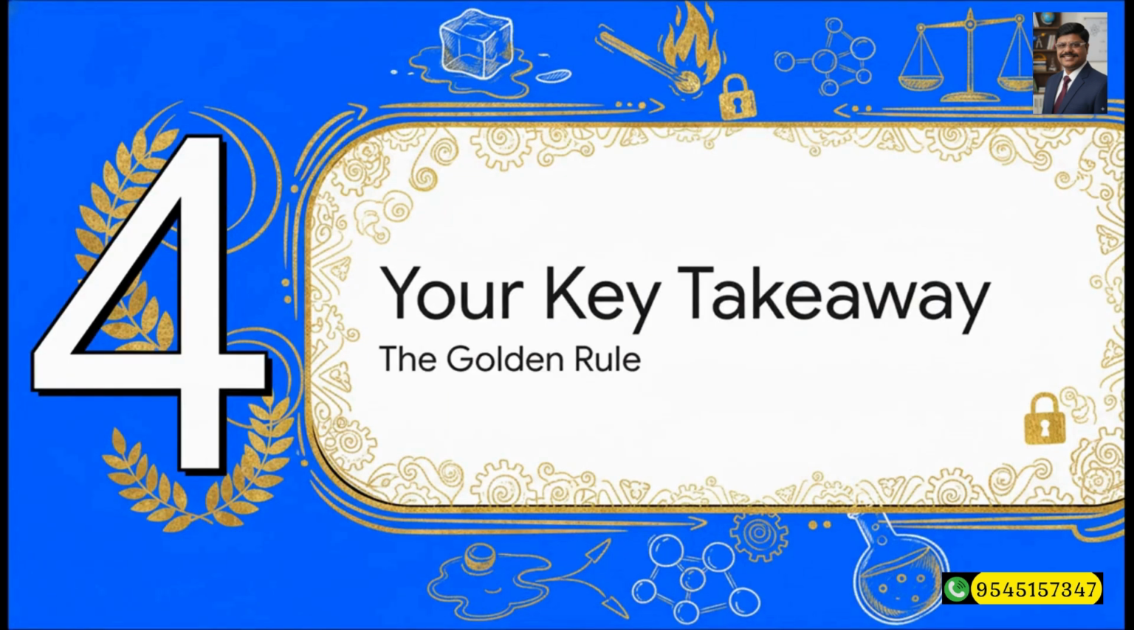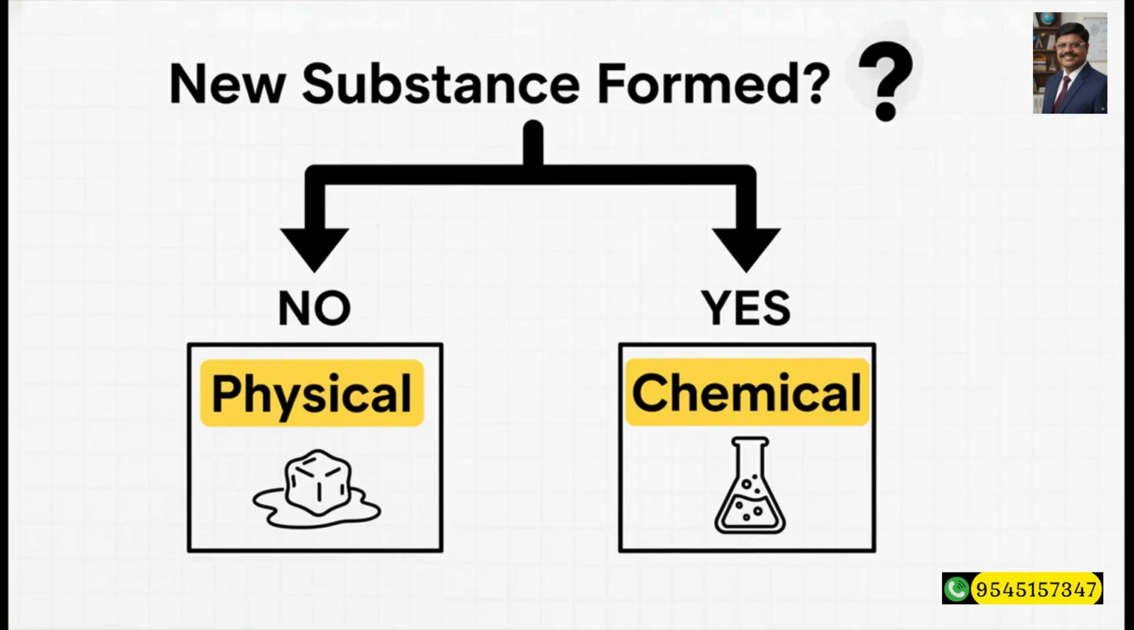Okay, I know that was a lot of information, but don't you worry. I've got a little trick for you. A simple rule that's going to help you tell the difference between a physical and a chemical change every single time. Here it is. This is your golden rule. All you have to do is ask yourself one simple question. Did I make something new? If the answer is no, and you still have the same substance you started with, it's a physical change. But if the answer is yes, and you've got a brand new substance, it's a chemical change. It's honestly that simple. This is the key that unlocks any question on this topic.